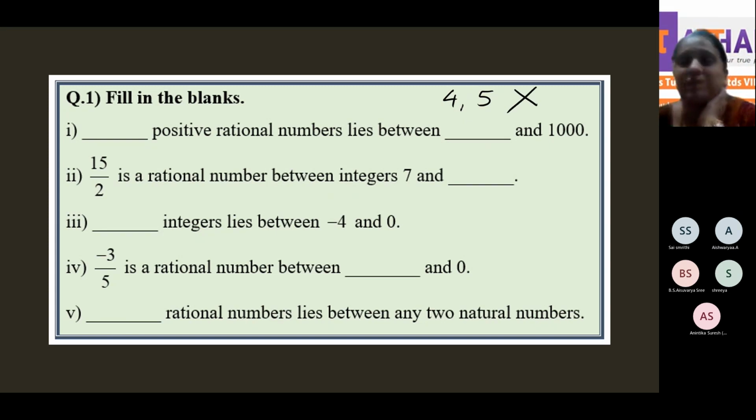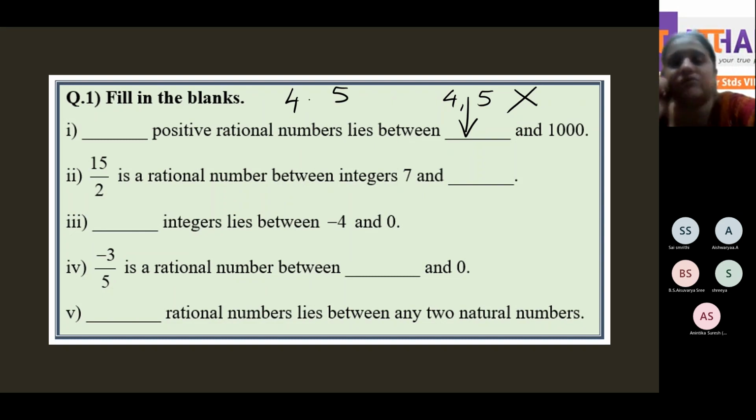My question was, how many natural numbers lie between 4 and 5? Tell me one natural number between 4 and 5. Ma'am, only one, ma'am. Okay, tell me that one natural number between 4 and 5. The answer is none. Yes, ma'am, none. There is no natural number between 4 and 5.